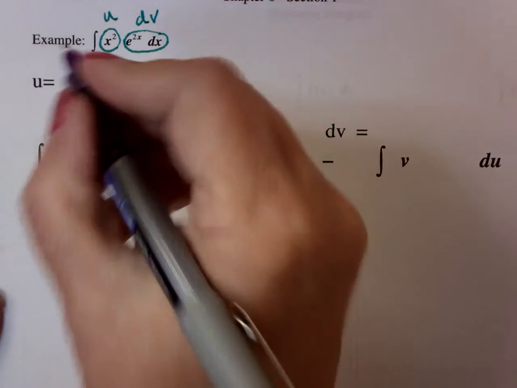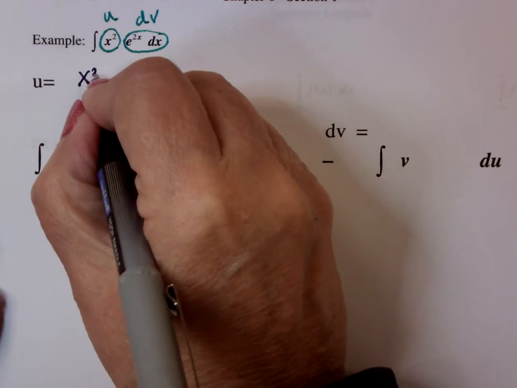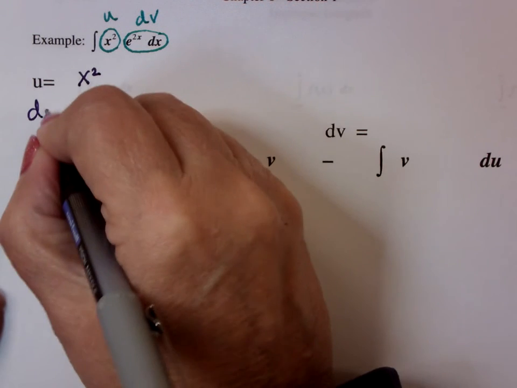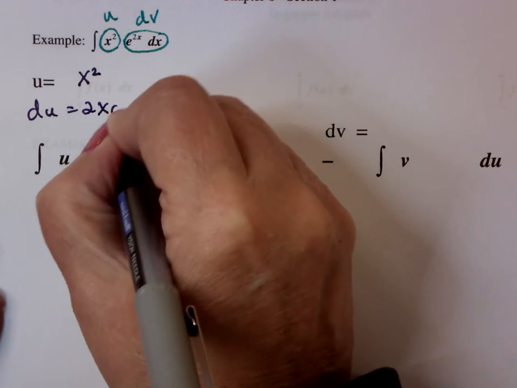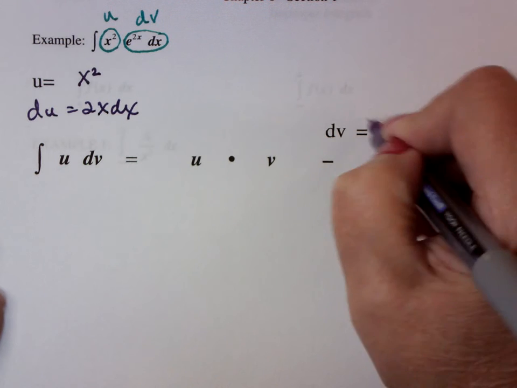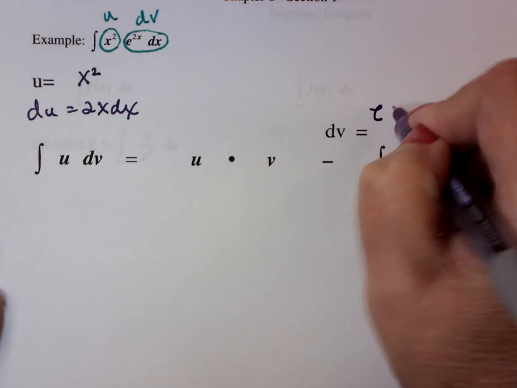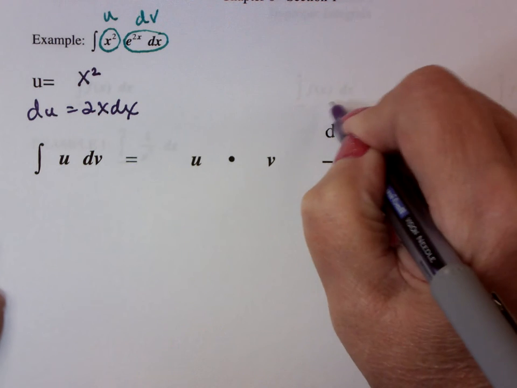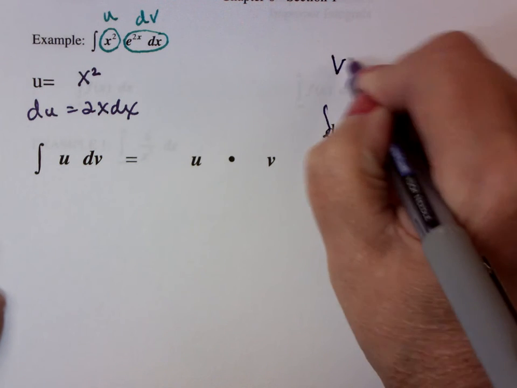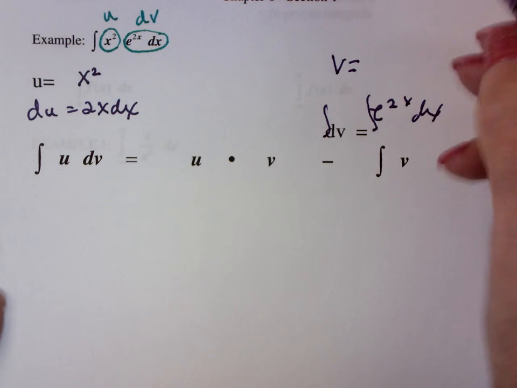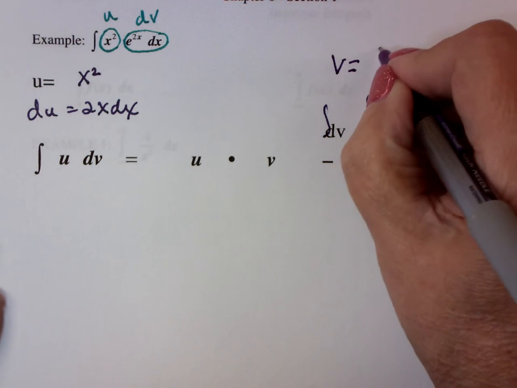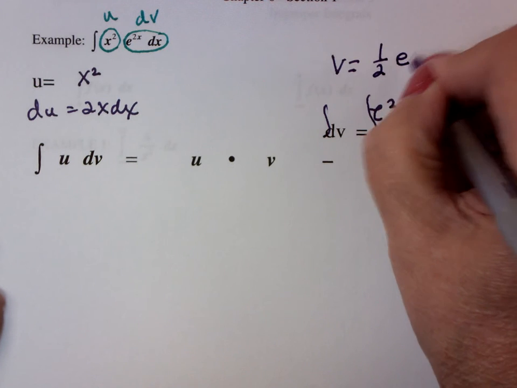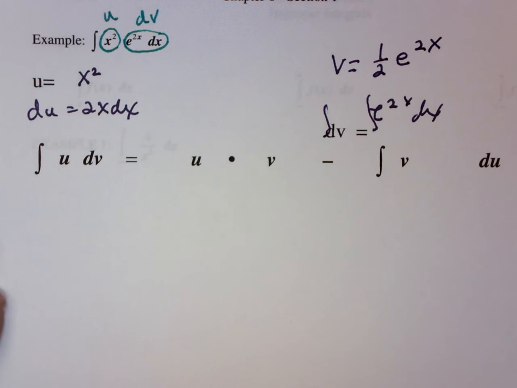e to the 2x. So that x squared is u, so that du is 2x dx. And that dv is e to the 2x dx. So we integrate both sides so that v is 1/2 e to the 2x. Because remember, it is e to the kx times 1 over k.